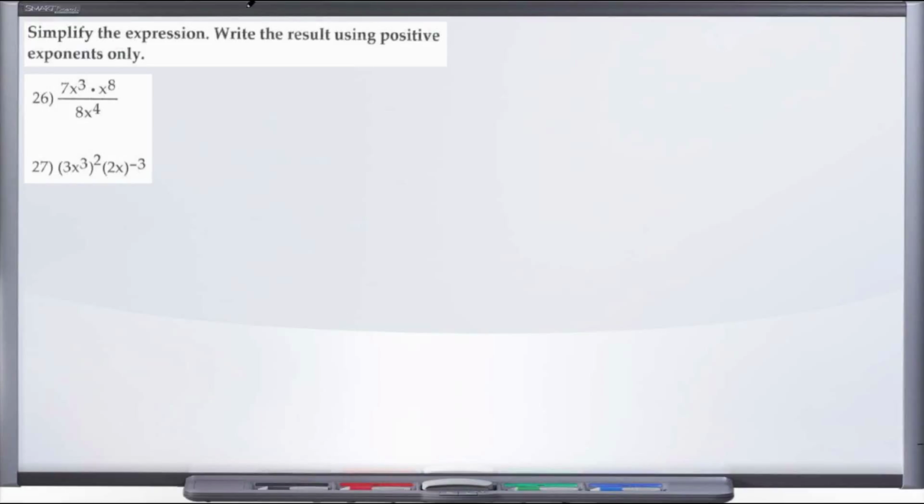All right, so we're cruising along here. Let's take a look at number 26. And again, the directions for 26 and 27: simplify the expression, write the result using positive exponents only.